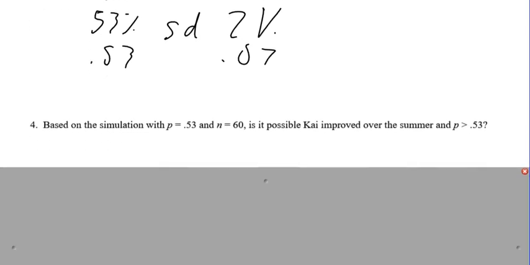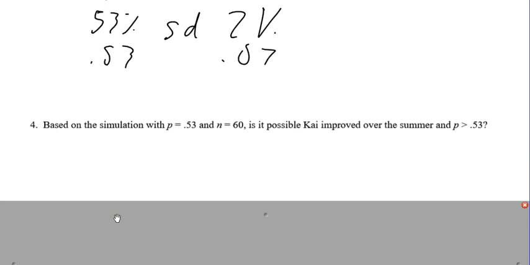Based on simulation with a P of 0.53 and N of 60, is it possible Kai improved over the summer and P is greater than 0.53? Well, considering how far greater 70% is compared to 0.53, there is a good chance of that. Because when he actually hit 70% on his first serve, in the box was way far off to the right. That was an extreme number.